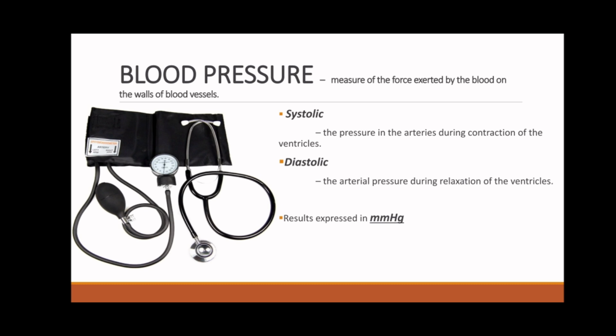Blood pressure is a measure of the force or pressure exerted by the blood on the walls of the blood vessels. It is commonly measured in a large artery, such as the brachial artery in the upper arm, using a sphygmomanometer, more commonly known as a blood pressure cuff. Blood pressure results are expressed in millimeters of mercury and are read from a manometer that is either a gauge or a mercury column depending upon the type of blood pressure cuff used.